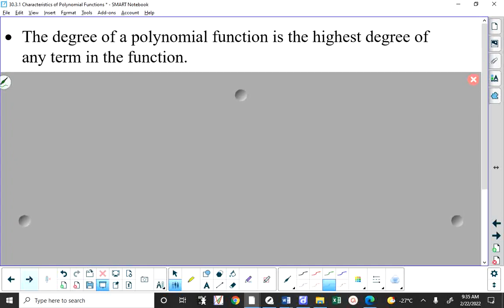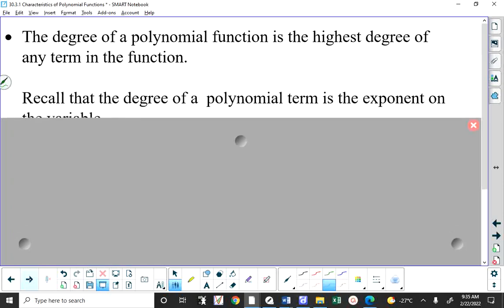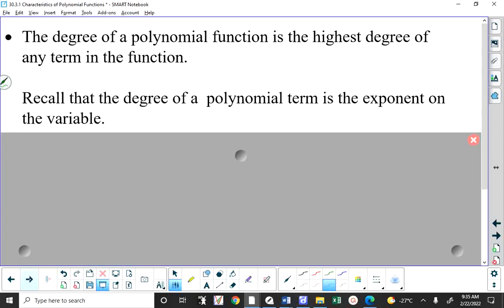So what is the degree of a polynomial function? The degree of a polynomial function is the highest degree of all the degrees in each term. I'll remind you that the degree of a polynomial term is the exponent on the variable. So for example, if I had p of x, I'll just use p for polynomial, equals 10x to the 5 plus 4x squared plus 2x minus 8.